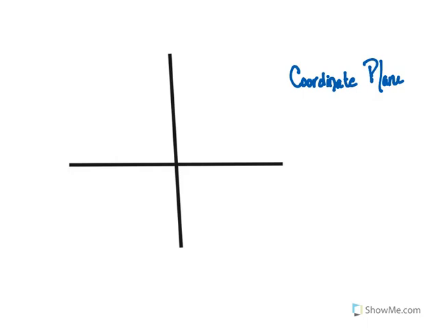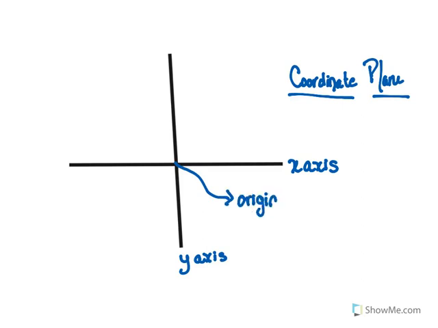Before we start our functions unit, I'm going to review some of our function terminology and how it relates to the coordinate plane. When we have our coordinate plane, we have two axes: a horizontal axis and a vertical axis. Our horizontal axis is called the x-axis, and our vertical axis is called the y-axis. The point of intersection of those two axes is called the origin, which is where everything starts.